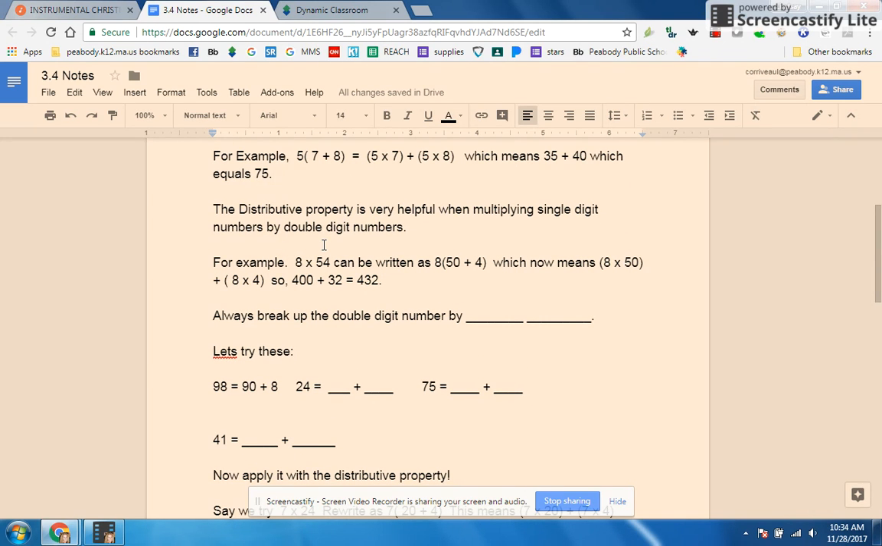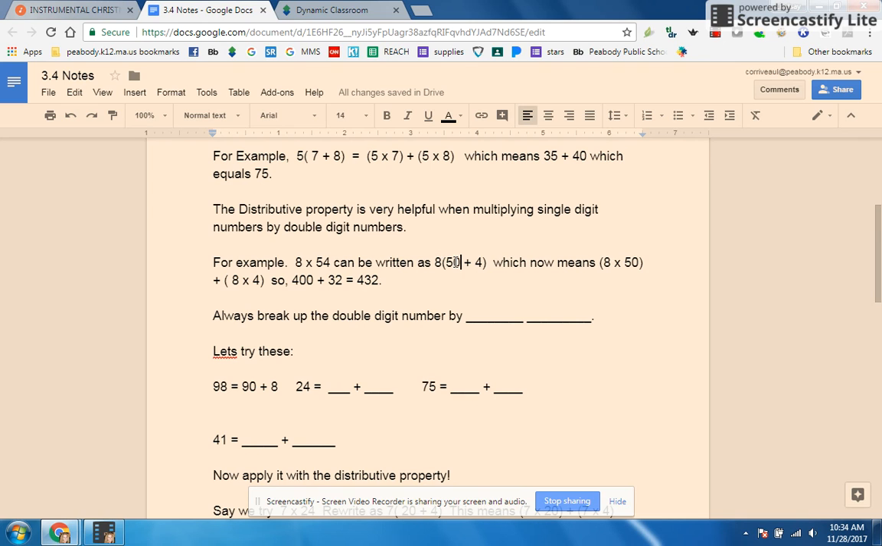For example, we are going to rewrite regular multiplication using the distributive property, and you'll see how you can eventually do stuff like this in your head. For example, 8 times 54. You're going to take that double-digit number and break it up by tens and ones place value. So the 8, the single-digit number, goes on the outside of the parentheses, and the 54 is going to be broken up by tens and ones place value. So 54 can be written as 50 plus 4. If you notice, 50 plus 4 is 54, so I'm not changing anything at all, really. I'm just writing it differently.